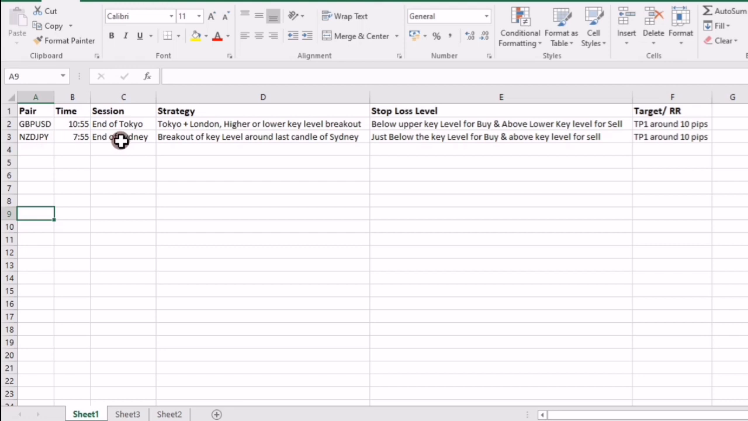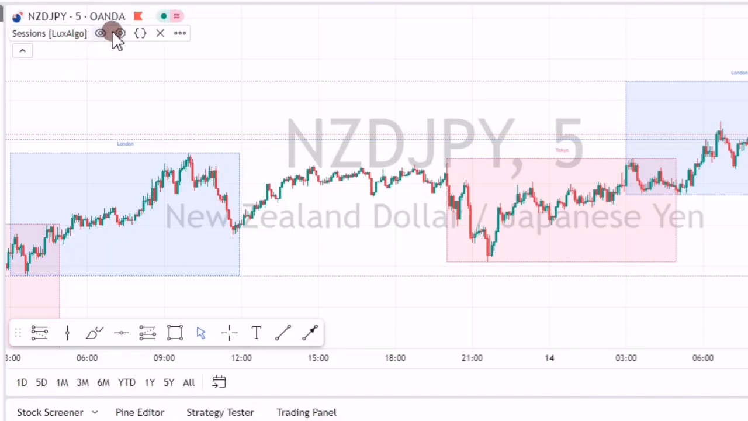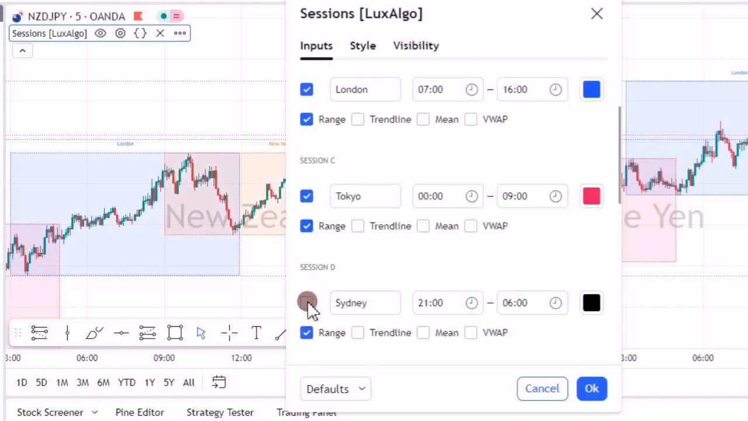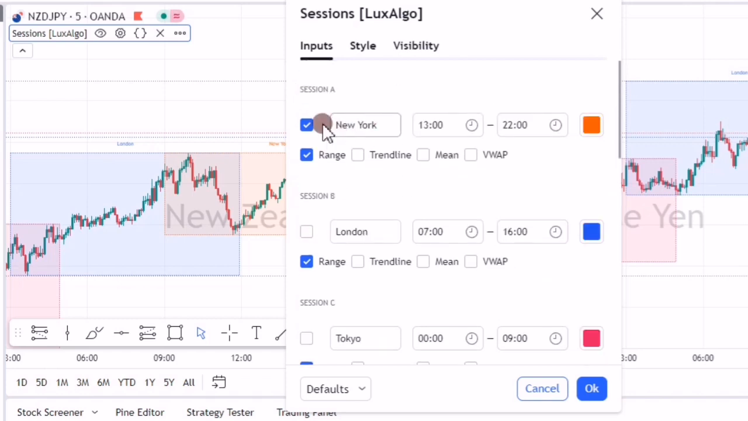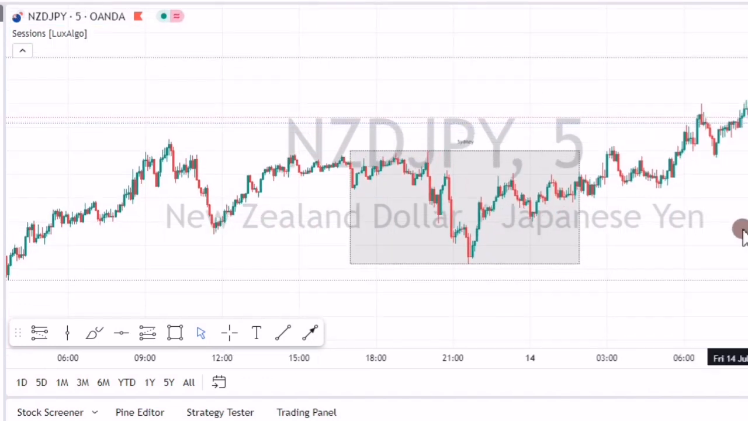What I do is I check the session. NZDJPY, end of Sydney. So my focus is at the end of Sydney. I come to this sessions indicator. This indicator is free. I mean, on TradingView, traders, there is the free version. I'm using the free version. Someone complained that they do not have money for this thing. Just register, there's a free version. Now this is the end of Sydney.